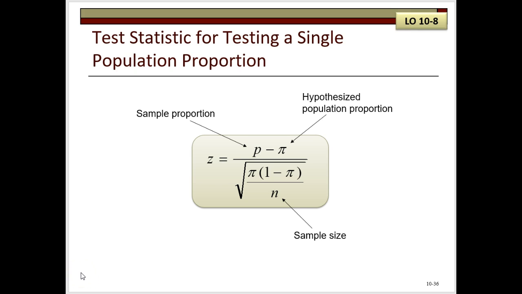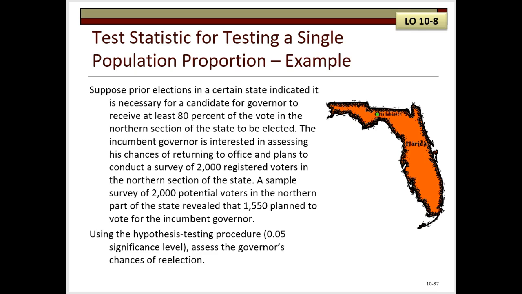In computing the test statistic for testing a single population proportion using the z-distribution, we need 3 values: the sample proportion, the hypothesized population proportion, and the sample size. Just like in the previous tests we've considered, we compare this computed statistic to a critical statistic. So let's take a look at this example.